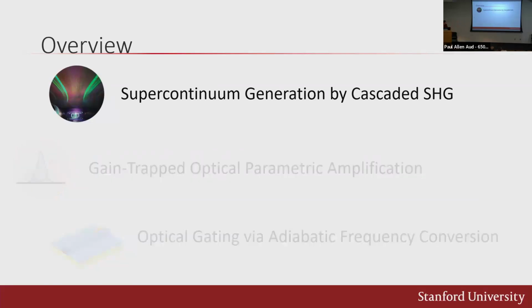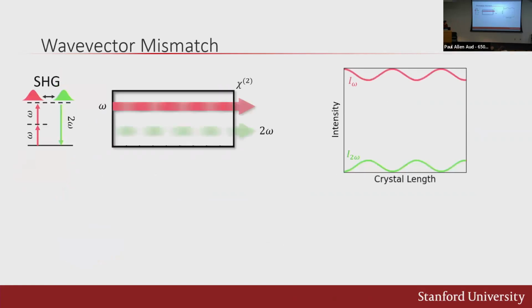Starting off with the supercontinuum generation, I think a lot of people here probably know what second harmonic generation is, but just to get on the same page, I have a laser field with photons at a fundamental frequency omega. Second harmonic generation is mediated by the quadratic electric susceptibility of a material. It combines two photons into a third photon at twice the frequency.